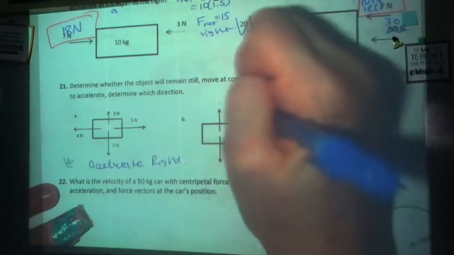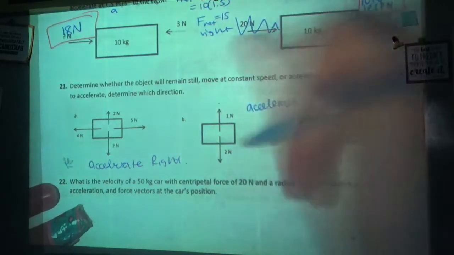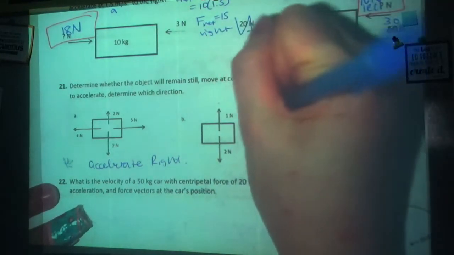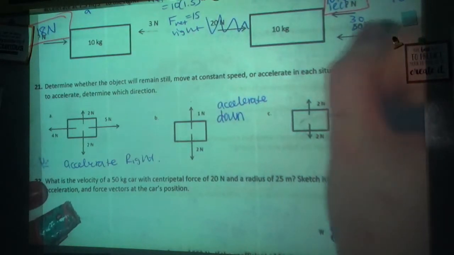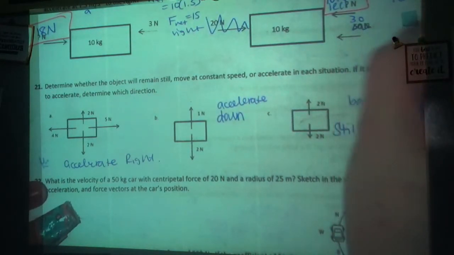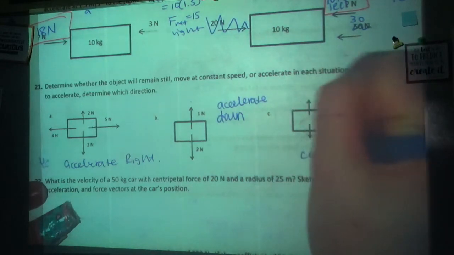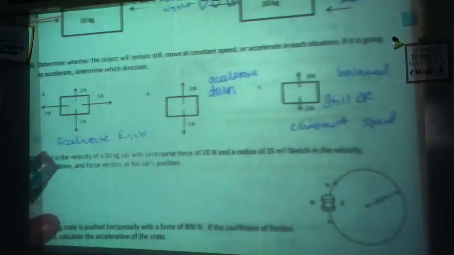B is again unbalanced, so I will have an acceleration. It is a net force down, so it will accelerate down. C is balanced, so that could be still, or it could be at a constant speed. You don't know which one. Technically, constant speed includes being still, because velocity of 0 stays 0. But you wouldn't know if it's moving or not. You just know, like, whatever is happening, it's constant.